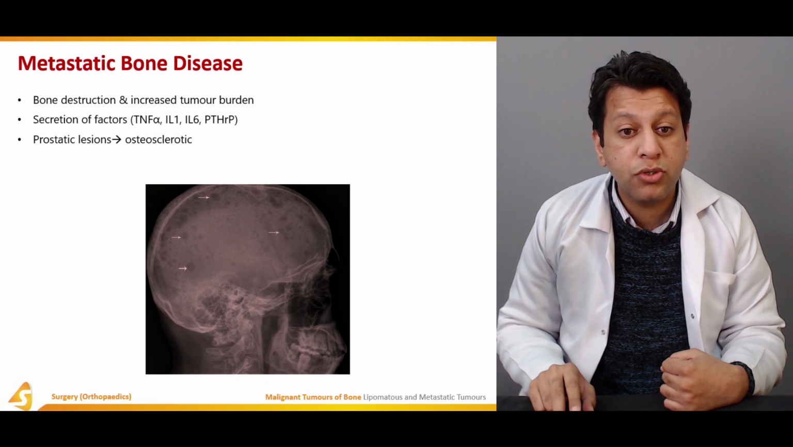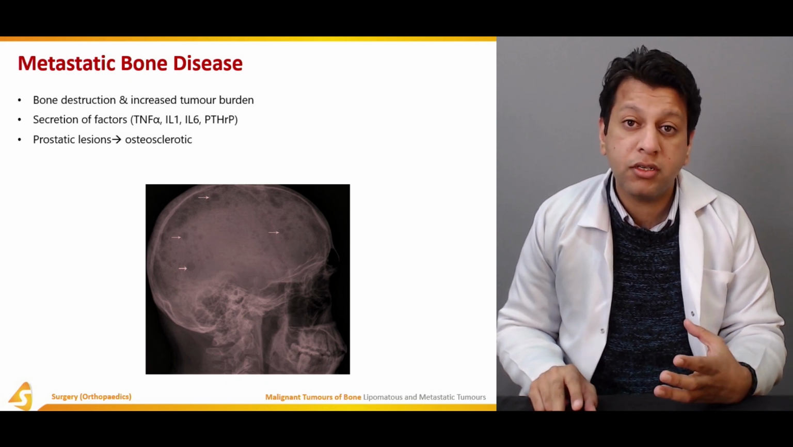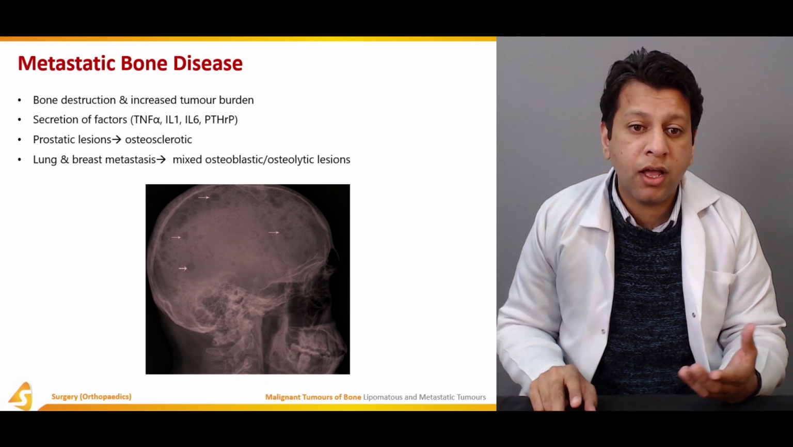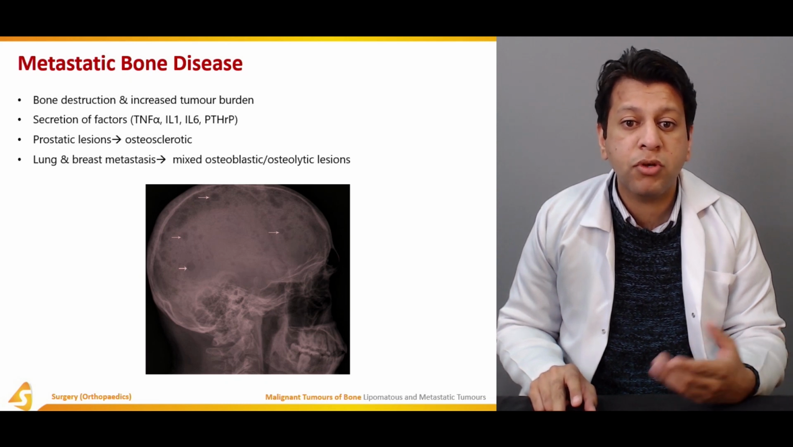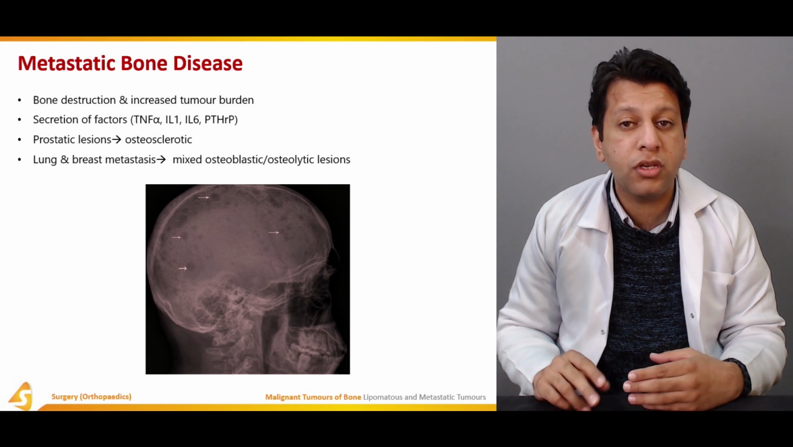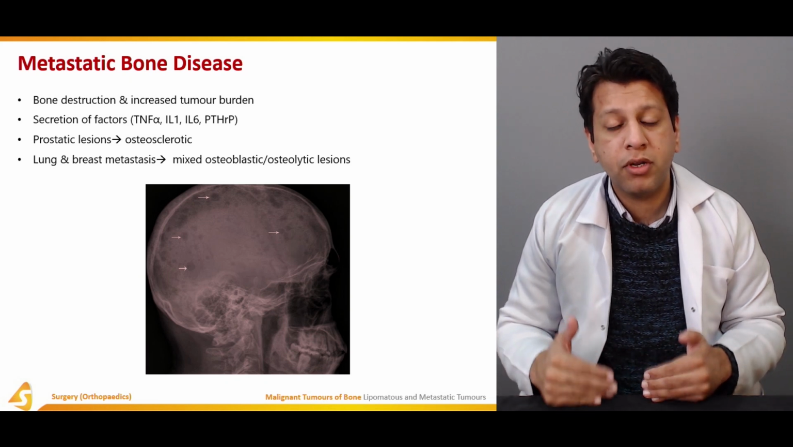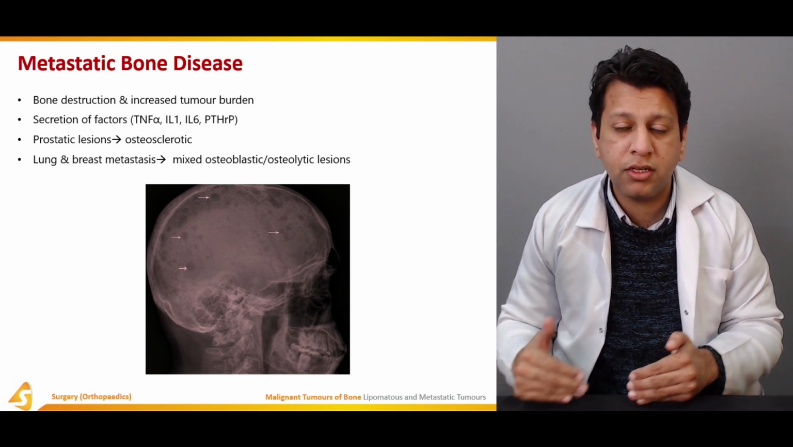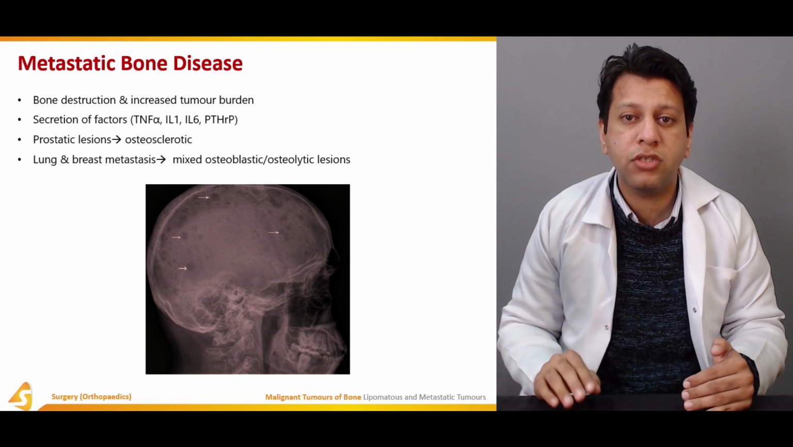Prostatic lesions are usually osteosclerotic or osteoblastic, along with the breast lesions, while lung and breast metastasis could be osteoblastic or osteolytic. Usually, lung is mixed, breast and prostate are blastic, while thyroid and kidney lesions are usually lytic.